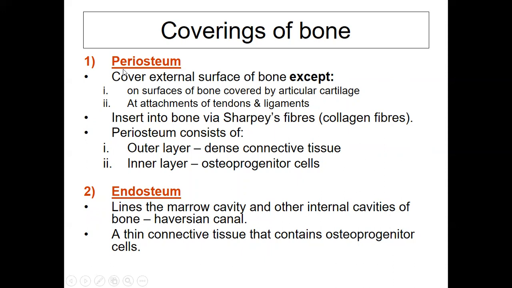It's quite similar to the periosteum. The connective tissue is thin, and it also contains the osteoprogenitor cells, like the periosteum just now. So that is the covering part of the bone. Just now I have discussed the covering part of the bone. We have two components, the periosteum and endosteum. The periosteum covers externally, the endosteum covers the internal part.